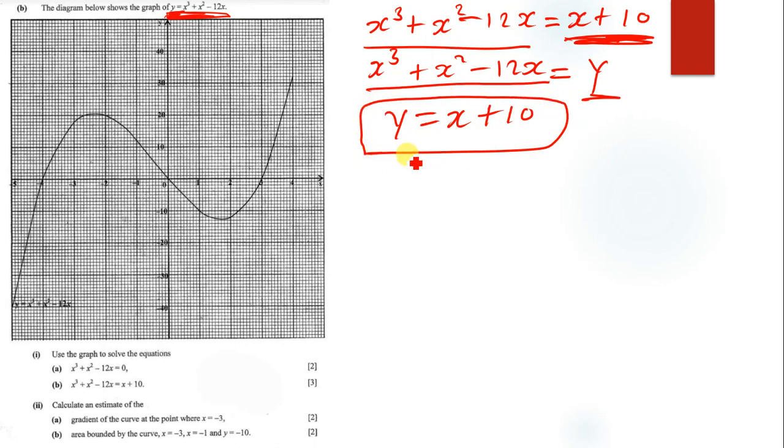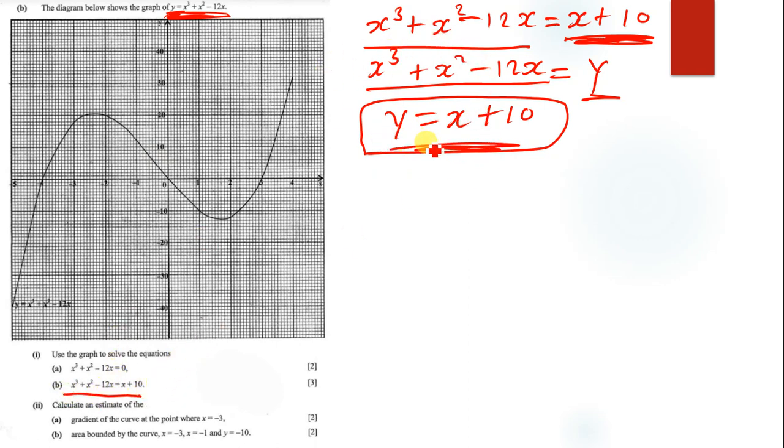So what do you do with this equation? You have to plot it on this same graph. When you plot this equation, the points at which this line is going to meet the curve are the solutions for this equation that we've been given, this one.